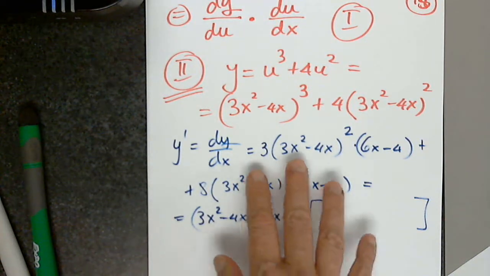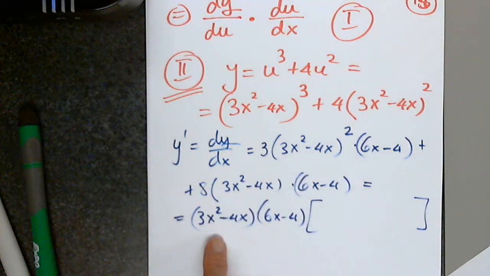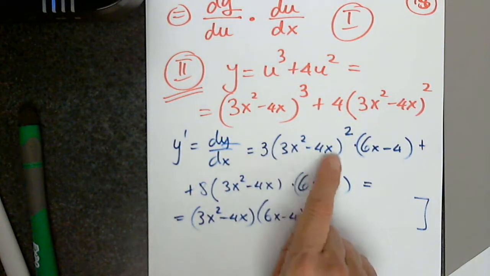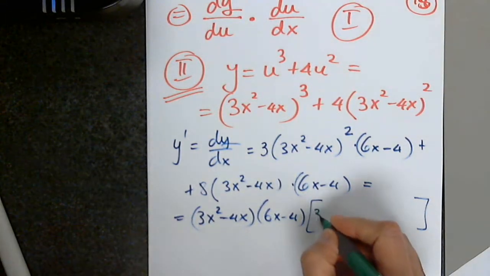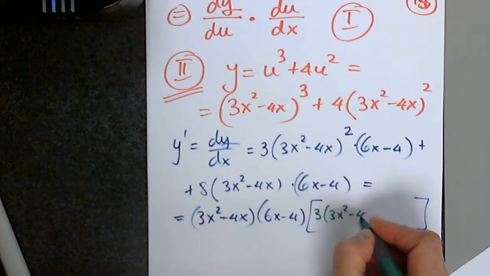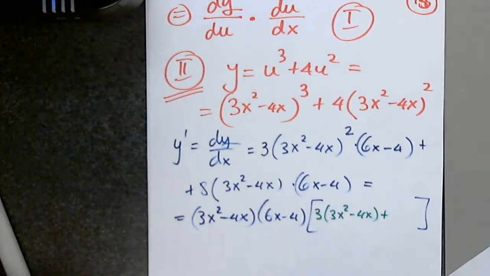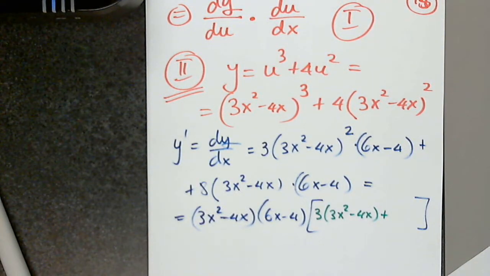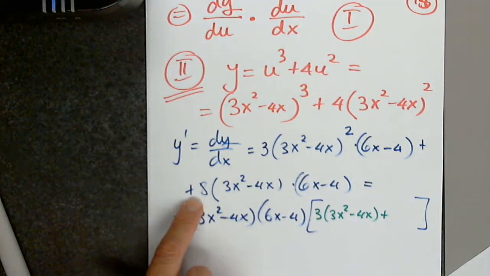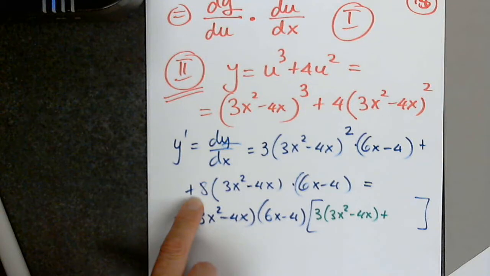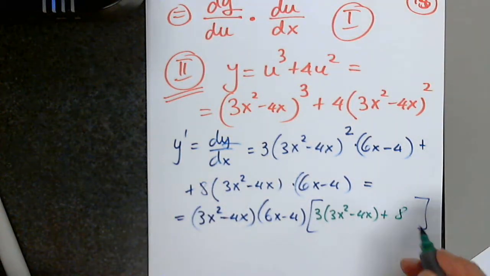So from the first term, I factored out 3x squared minus 4x and a 6x minus 4. I still have a 3, and I still have one of these two. Would you agree? So 3 and 3x squared minus 4x, and plus what? These two are in front. So what is left from here? 8.